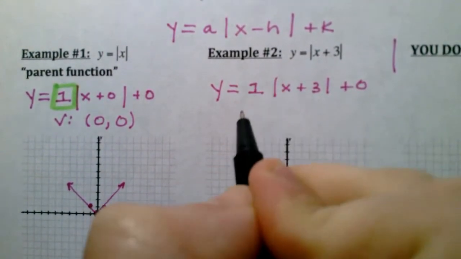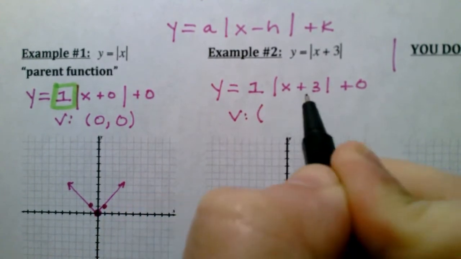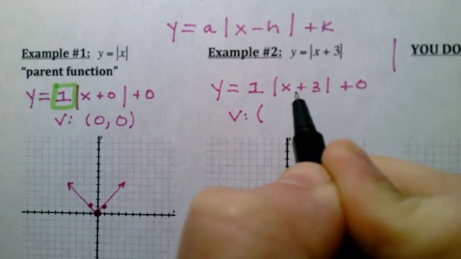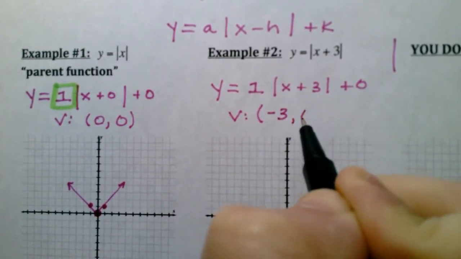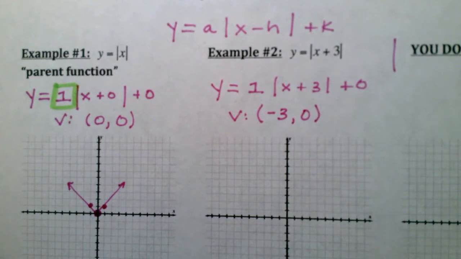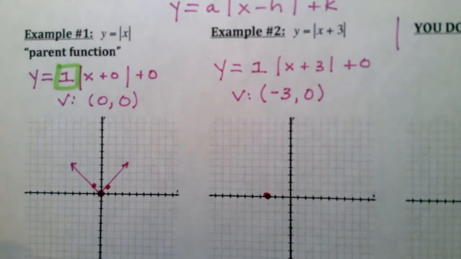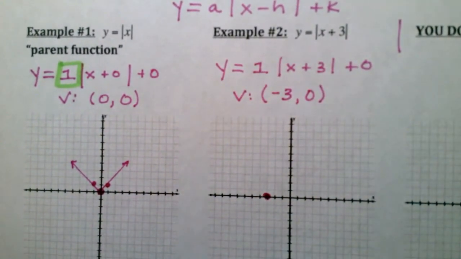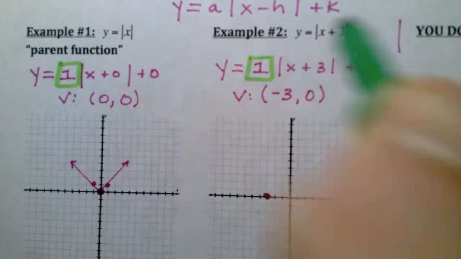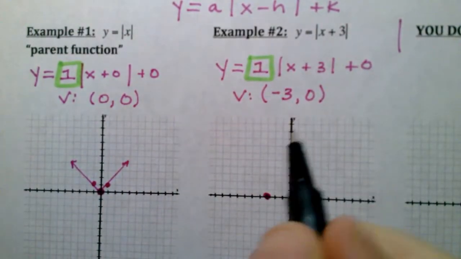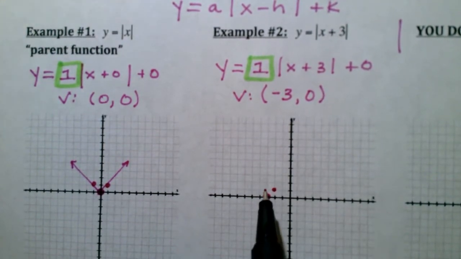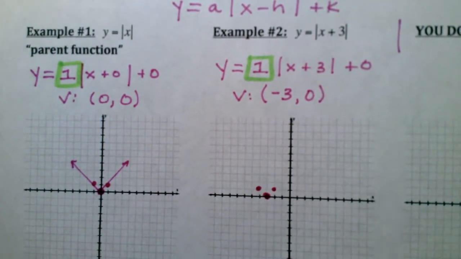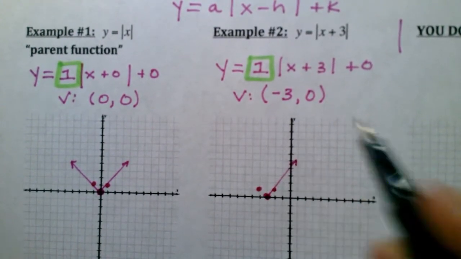So if I look here, my vertex is going to be located at the opposite. What's in here is the opposite of 3, which is negative 3, but the number at the end remains exactly the same. So over here I'm going to go to negative 3, put a dot. My slope, again, is 1. So from here I'm going to count up 1 over 1. But I need the mirror image on the other side. And then I can draw my picture.